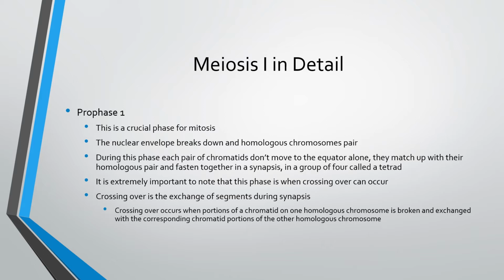Crossing over is the exchange of segments during synapsis. Crossing over occurs when portions of a chromatid on one homologous chromosome are broken and exchanged with the corresponding chromatid portions of the other homologous chromosome.